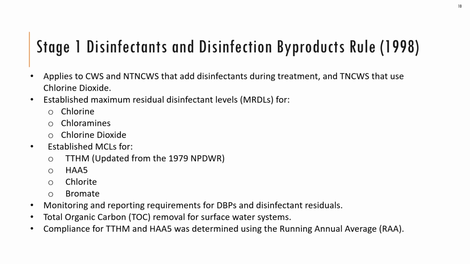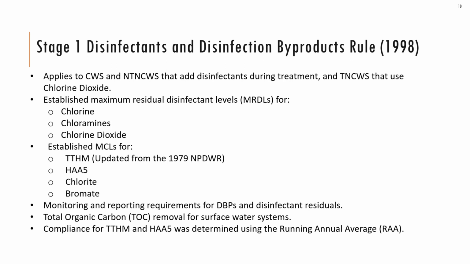The rule established maximum residual disinfection level goals and maximum residual disinfection levels for chlorine, chloramines, and chlorine dioxide. It also established maximum contaminant levels and goals for the 4 DBPs that I mentioned previously. Water systems are required to develop a monitoring plan for the disinfectants and the DBPs, monitor their water by collecting samples and having them analyzed by an accredited laboratory, and report to the state the DBP concentrations as well as residual concentrations.